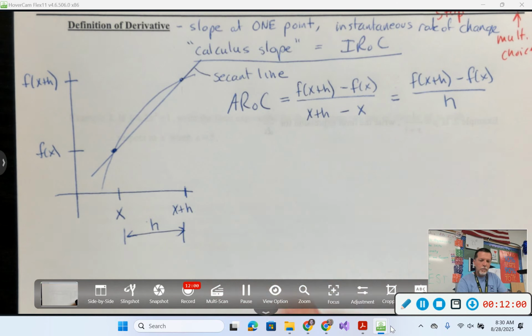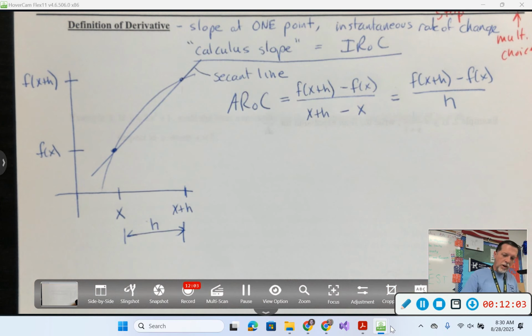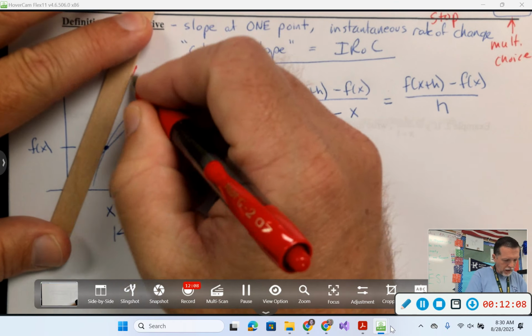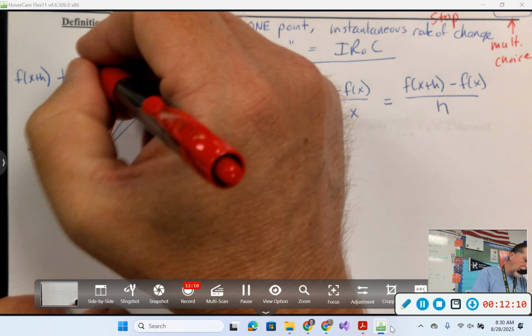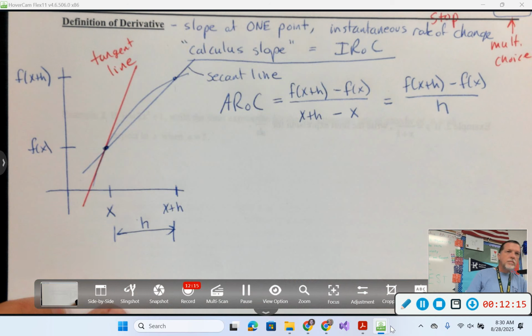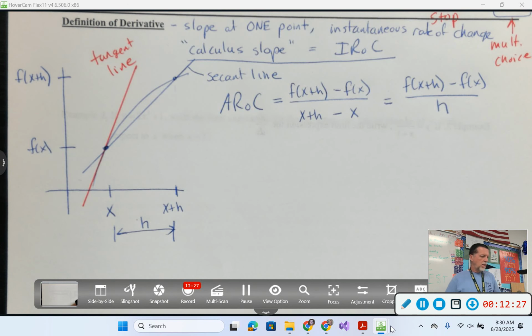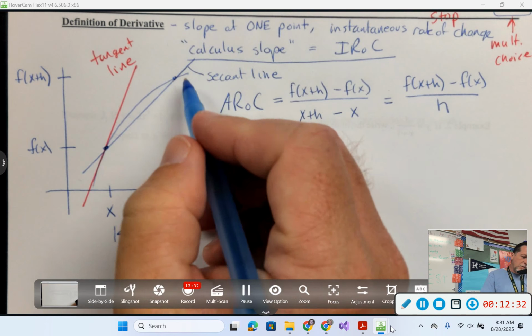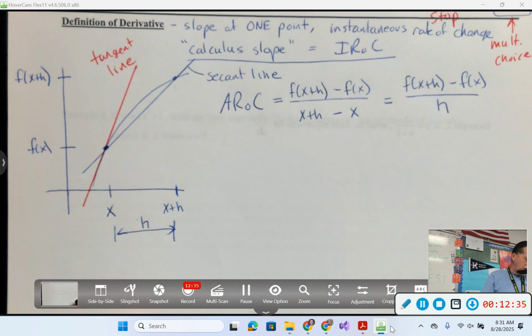Okay. Well, the whole point of this slope at one point is to figure out the slope at this point, which would be like right there. That'd be a tangent line. Use your ID if you need a straight edge. That's a tangent line. I'd like to find the slope of that tangent line. So I'd like to sort of move my secant line into the tangent line.